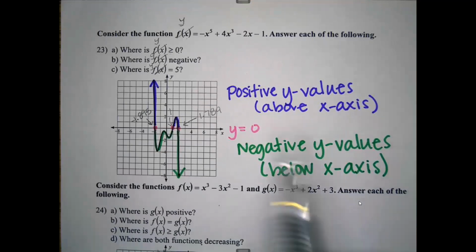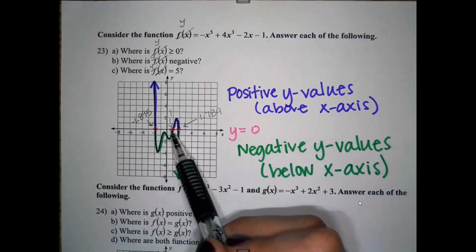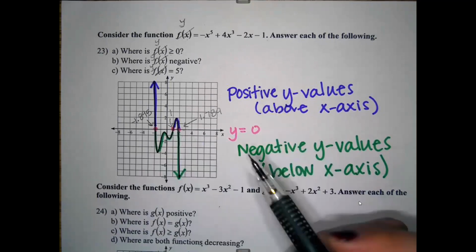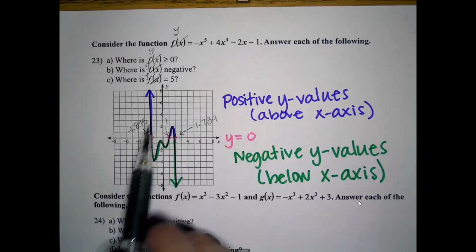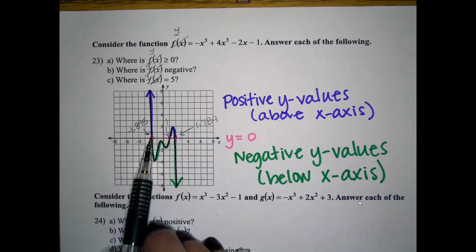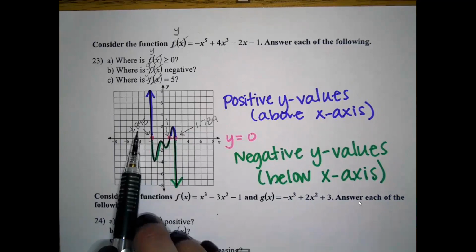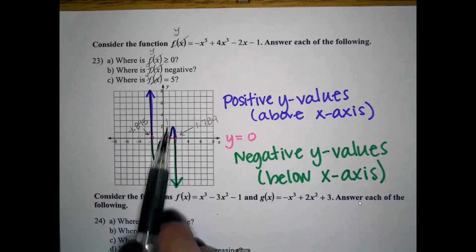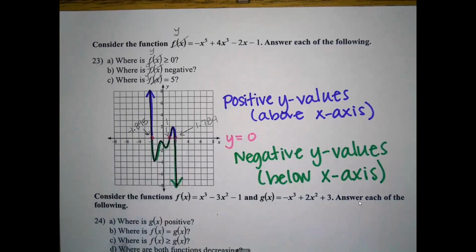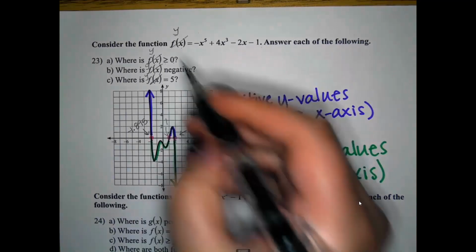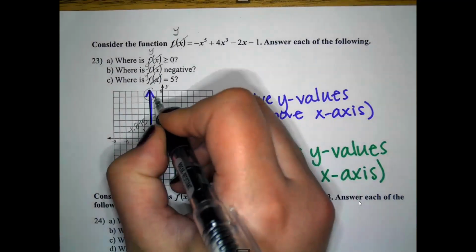So we labeled where y equals 0. Where y equals 0 is an x value of negative 1.895, an x value of 1, and an x value of 1.789. Let's label the x value right here.